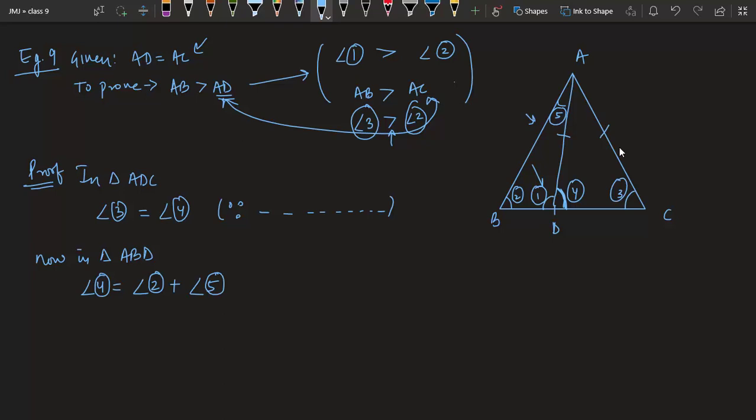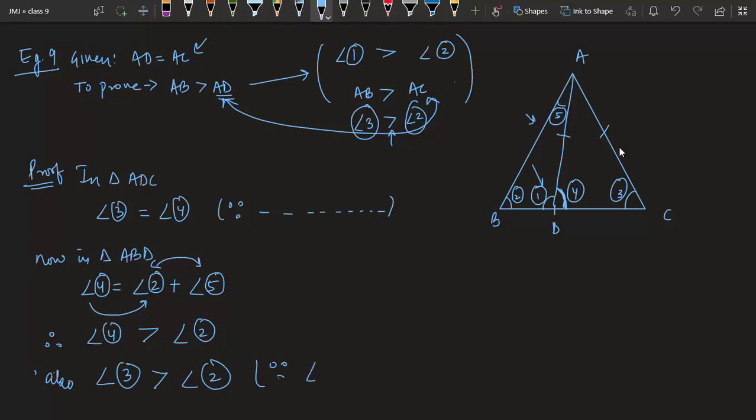Can we say from this that angle 4 is larger than angle 2? Because angle 4 is equal to the sum of these two. That means we can say angle 4 is larger than angle 2. Now how will this help us? Because we know 3 and 4 are equal, we can say angle 3 is also larger than angle 2, because 3 is equal to 4. Hence we have proved this part: the side opposite to this, that is AB, is larger than AC.